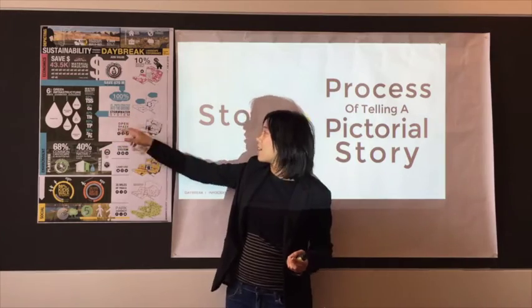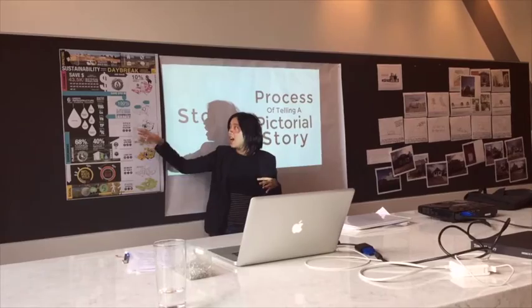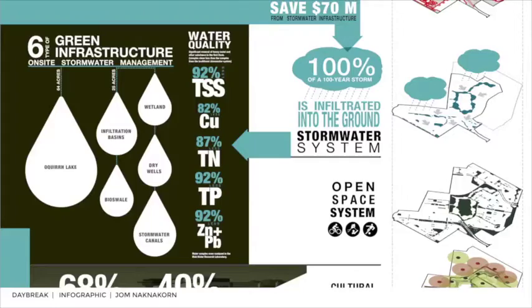Then we talk about the 100% of the stormwater that infiltrates into the ground. That infrastructure is the green infrastructure that consists of 6 types, which are the Ochre Lake. Ochre Lake is the lake in the center, which is like a signature landscape of Daybreak. It's like 64 acres of lake. Infiltration basin, bioswale, wetland, dry wells, and stormwater canal. All this green infrastructure spreads across the whole open space system.